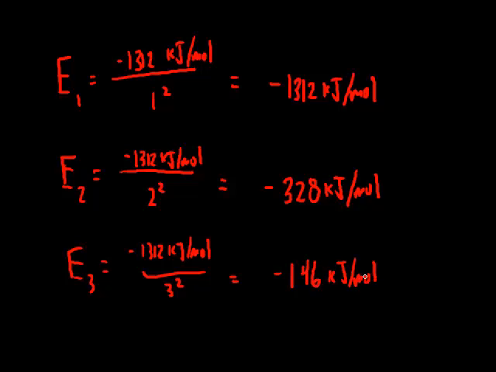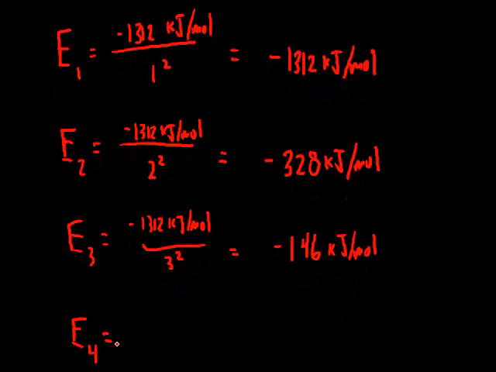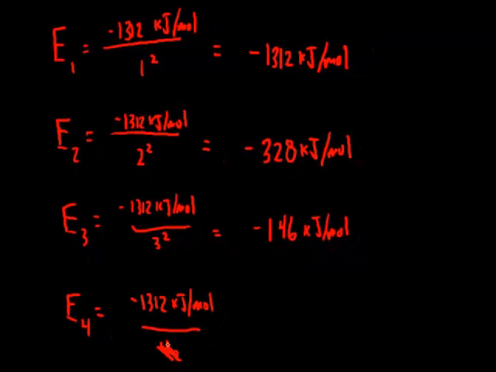Hey, if we do this an infinite number of times, I bet we'll get closer to 0. Well, let's see. Do number 4 for me. Energy of the fourth. I predict that this is going to be even closer to 0 than the last one. Okay. Negative 1312 kilojoules per mole divided by 4 squared. Oopsie, that's not 4 squared. This is 4 squared. Negative 82 kilojoules per mole.